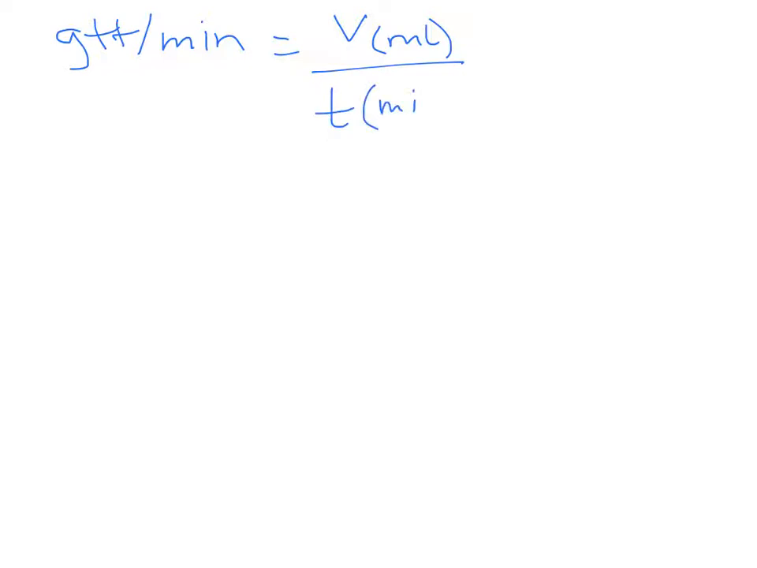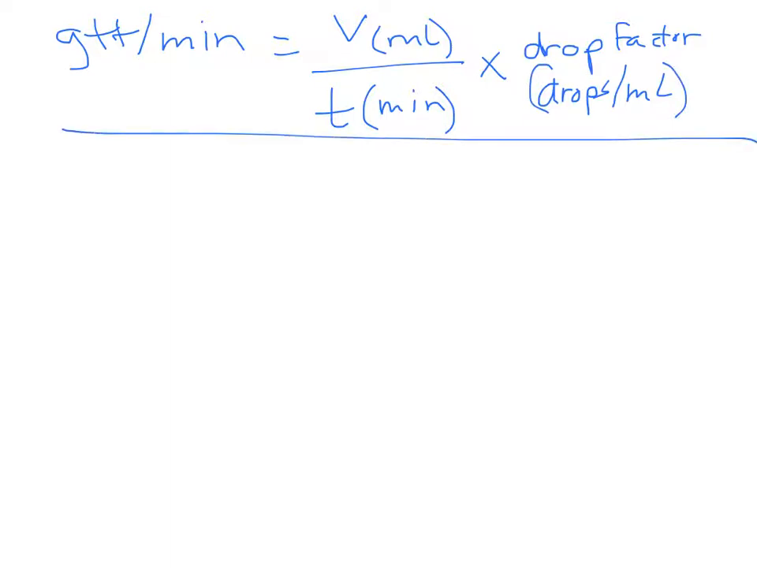So just to give you a refresher on those different IV formulas, to calculate drops per minute, you simply take your volume, again, must be in milliliters, divided by the time, which must be in minutes, and multiply it by your drop factor. Drop factor will always be given to you as drops per milliliter. So that was our drop factor. And you probably won't have to convert much on that.